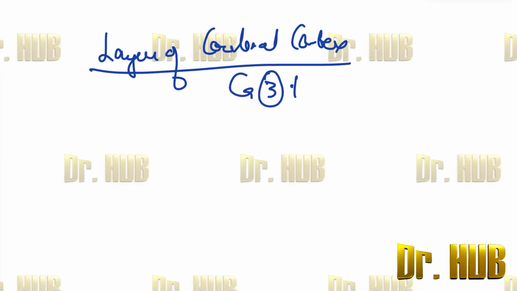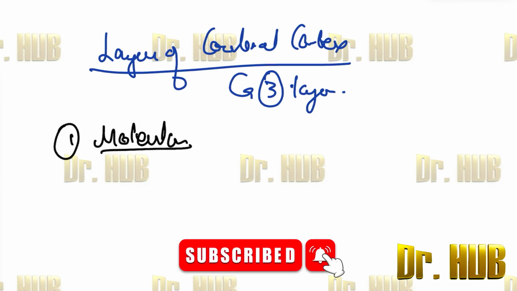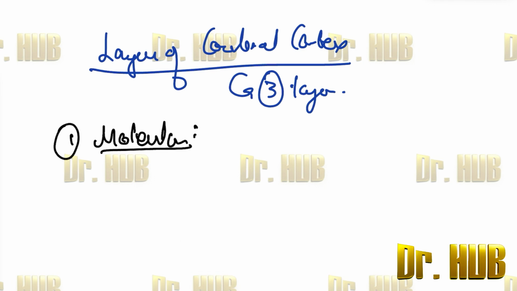Now we look into the layers of the cerebral cortex. It is mainly divided into three layers. The first one is the molecular layer, which is the outermost layer.